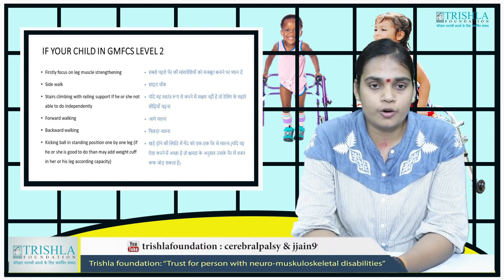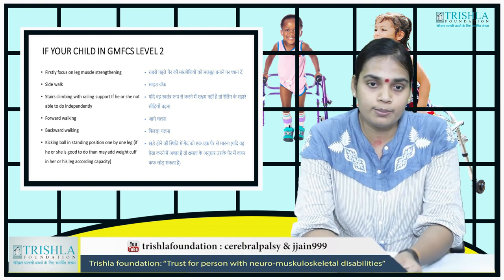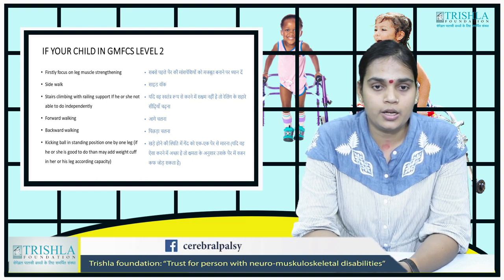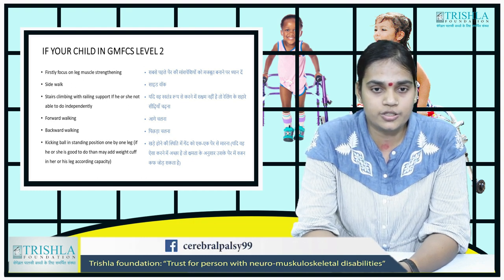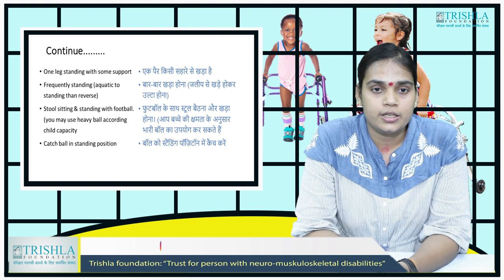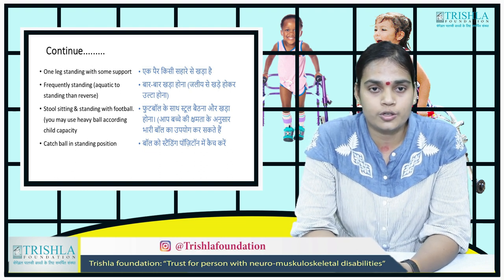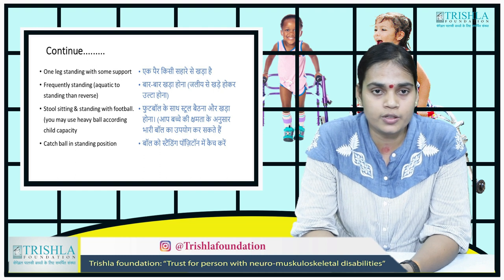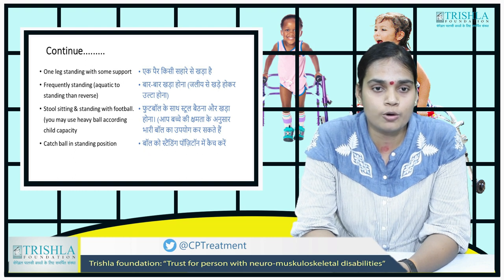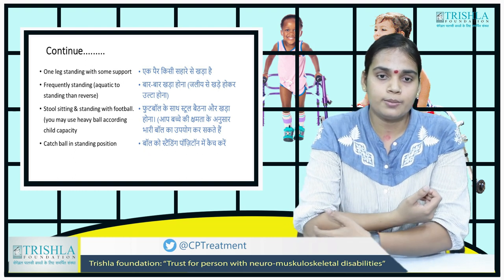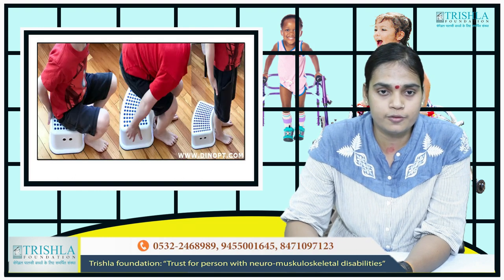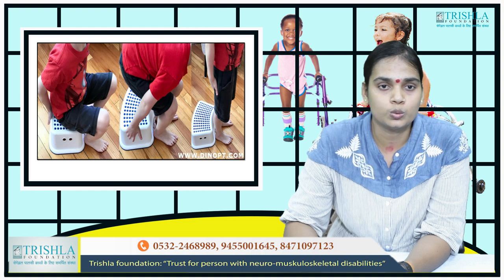Forward walking, backward walking, kicking a ball in a standing position one leg at a time, and if the child is good at it, then you may add a weight cuff on the child's leg according to capacity. One leg standing with some support; if your child can do it without support, then you can go with that. Frequent standing, stool sitting and standing with a football. Catch a ball in a standing position like this. Do all these activities if your child comes in GMFCS level 2.